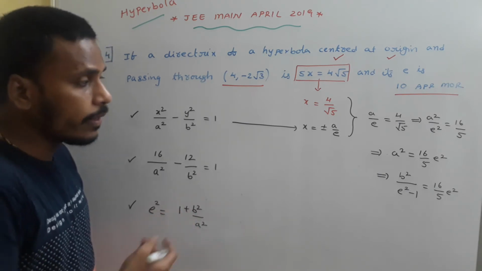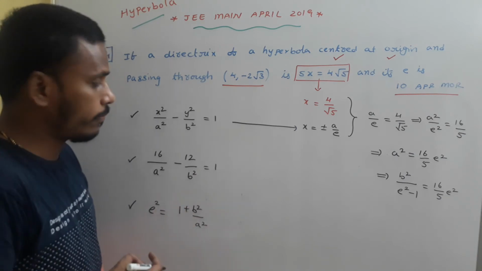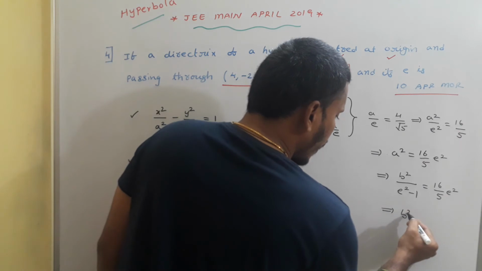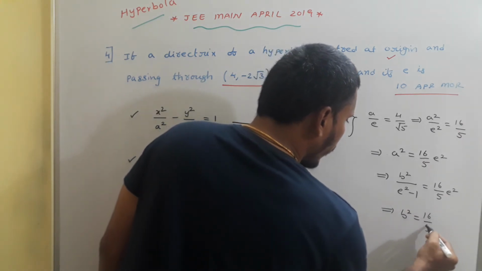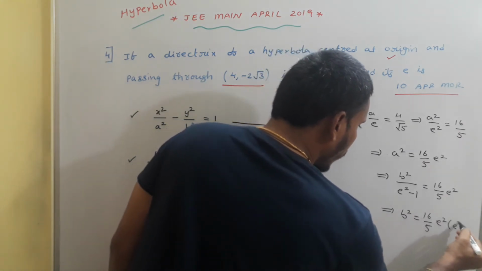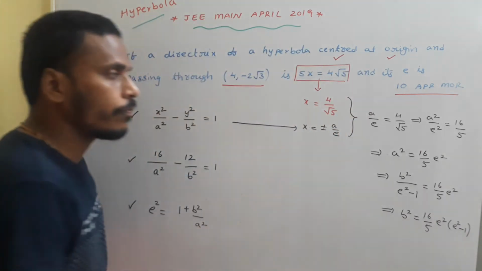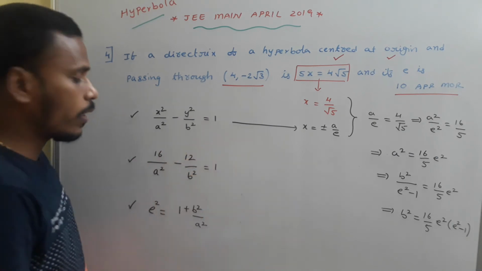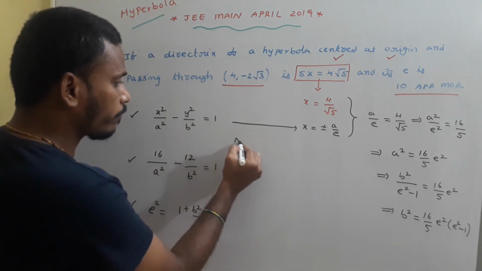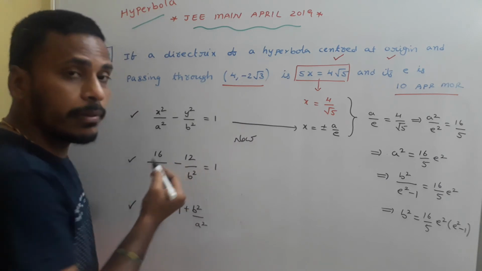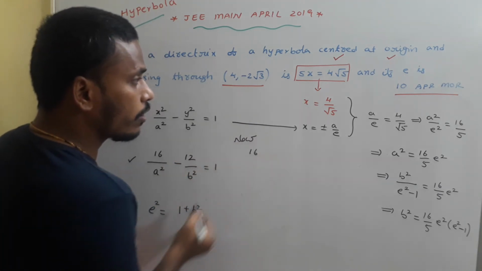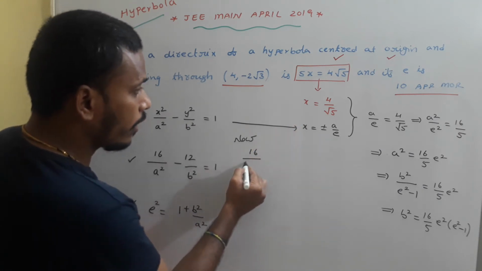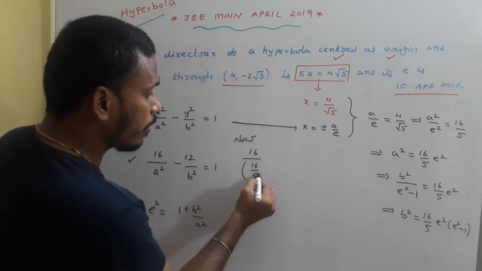Then what is b square? b square is equal to 16 by 5 into e square minus 1. Is it right? Now we have a square and b square. Replace everything here. You will get the required relation. Now 16 by a square. So 16 by what is a square? a square is again 16 by 5 e square.